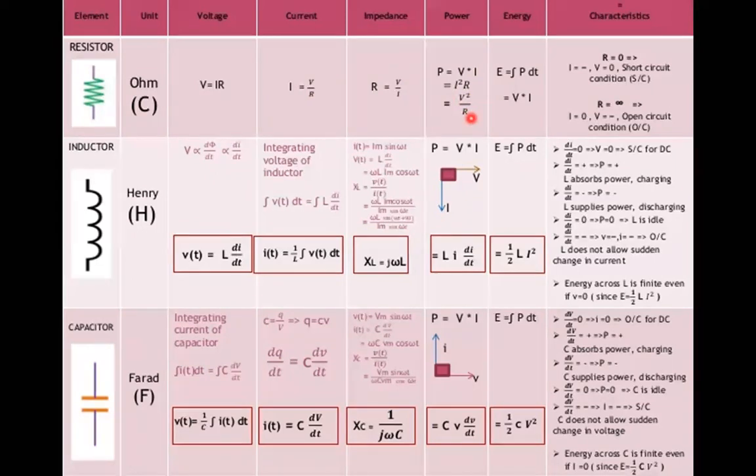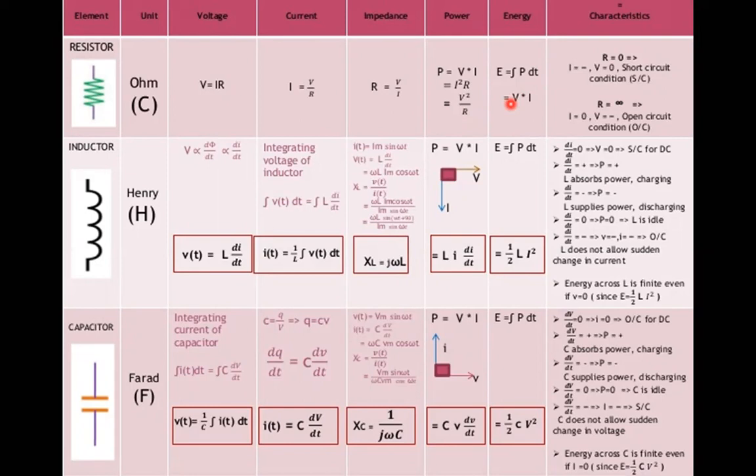What is energy? It is nothing but the integration of P into dt, which is the product of power and time. So this can be written as V into I.